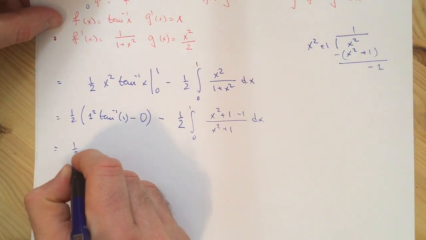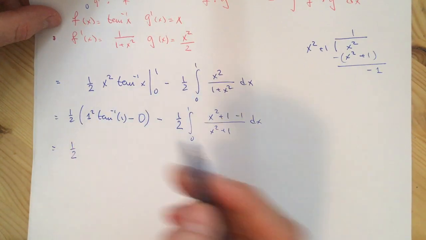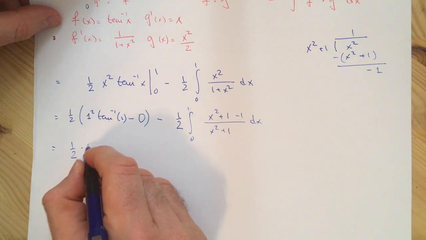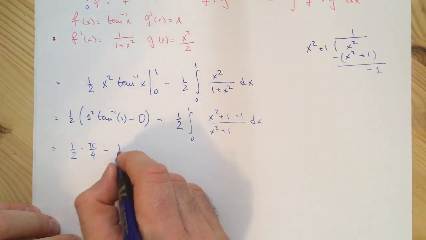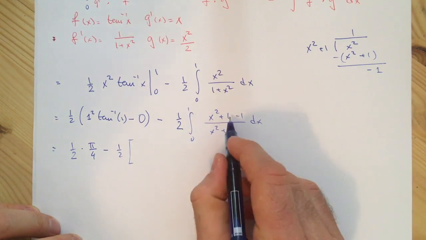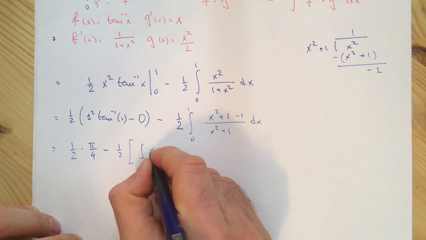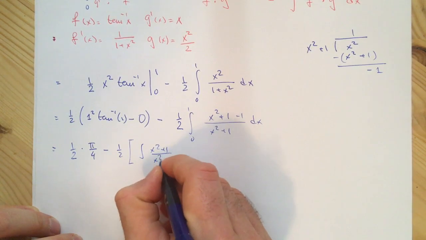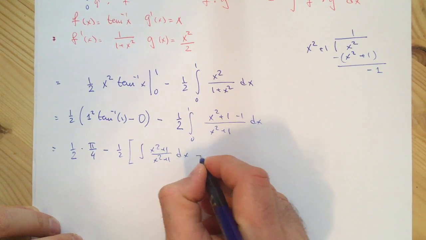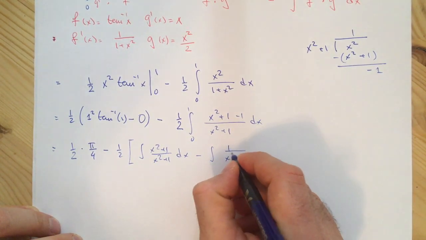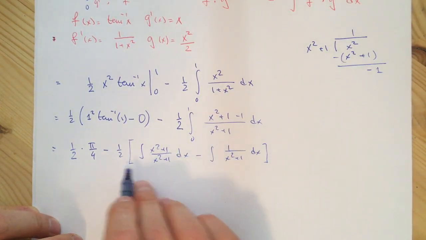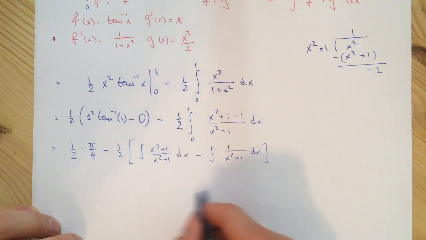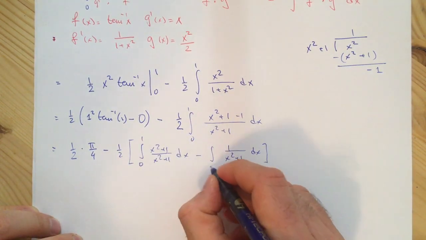So what do we have here? 1/2, 1 squared is 1, arctangent of 1 is pi over 4. I hope that you already know this. Minus 1/2, and of course I'm going to split this with integral of x squared plus 1 over x squared plus 1 dx minus the integral of 1 over x squared plus 1 dx. Please pay attention to the brackets, okay? Both of them evaluated from 0 to 1.